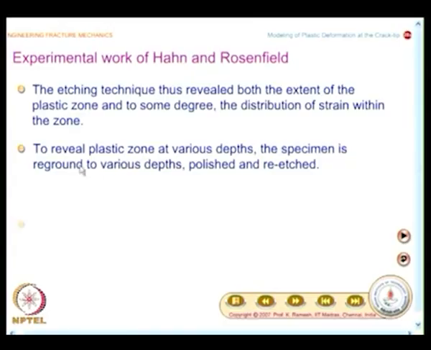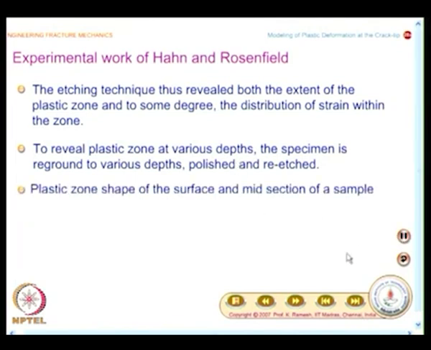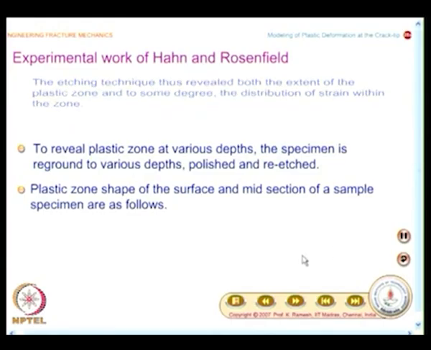So, the experimental method of Hahn and Rosenfeld also ensured, not only you see the plastic zone on the surface of the specimen, but also at various depths. You have that kind of an advantage, and you have a sample of the plastic zone shape of the surface and mid section of a sample, and that is given as follows.